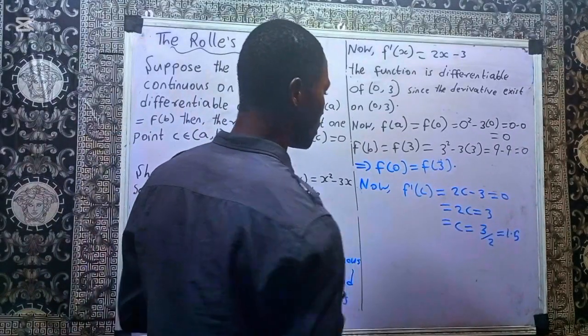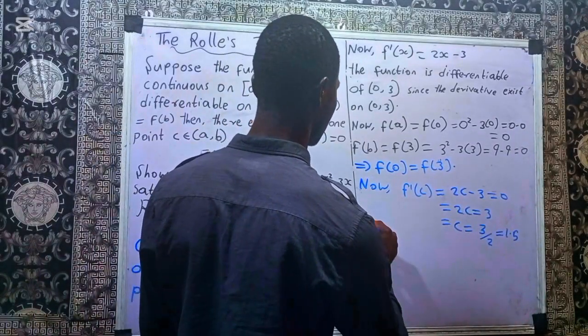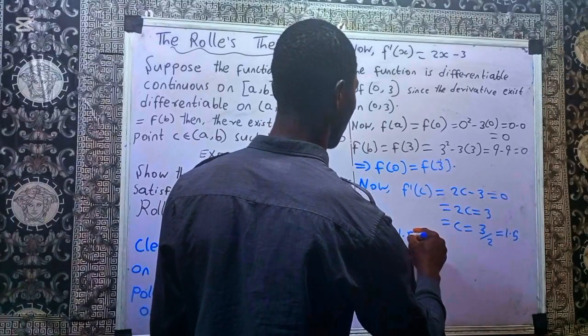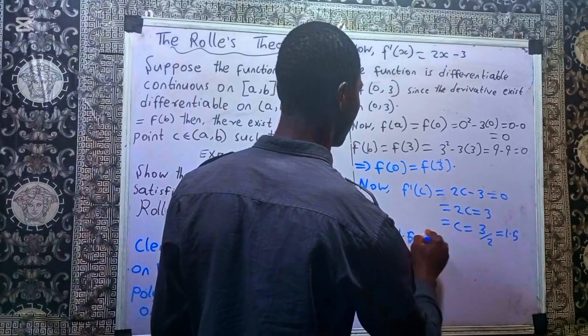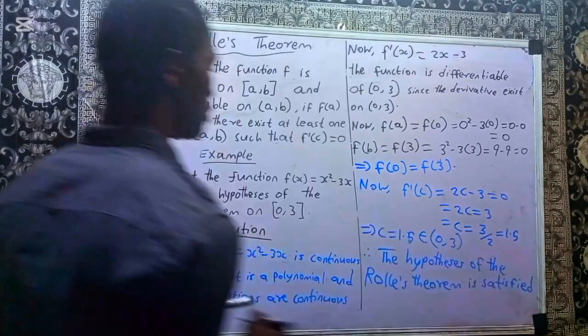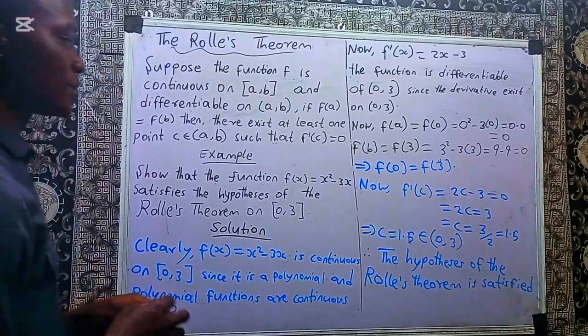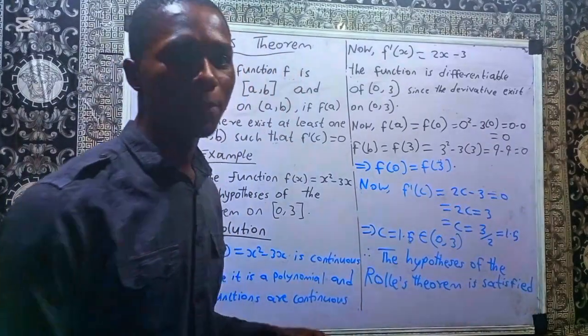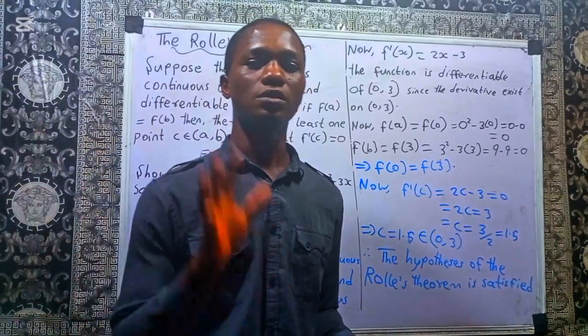So we can make that statement that this implies that our c is equal to 1.5, and that 1.5 is inside 0, 3. So that brings us to the end of this session. So the hypothesis of Rolle's theorem has been satisfied.